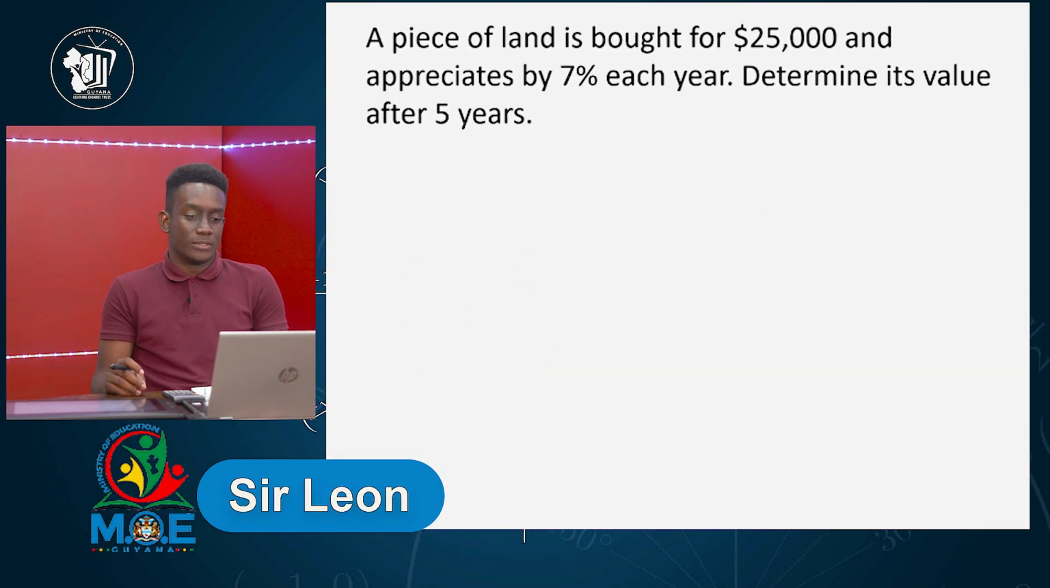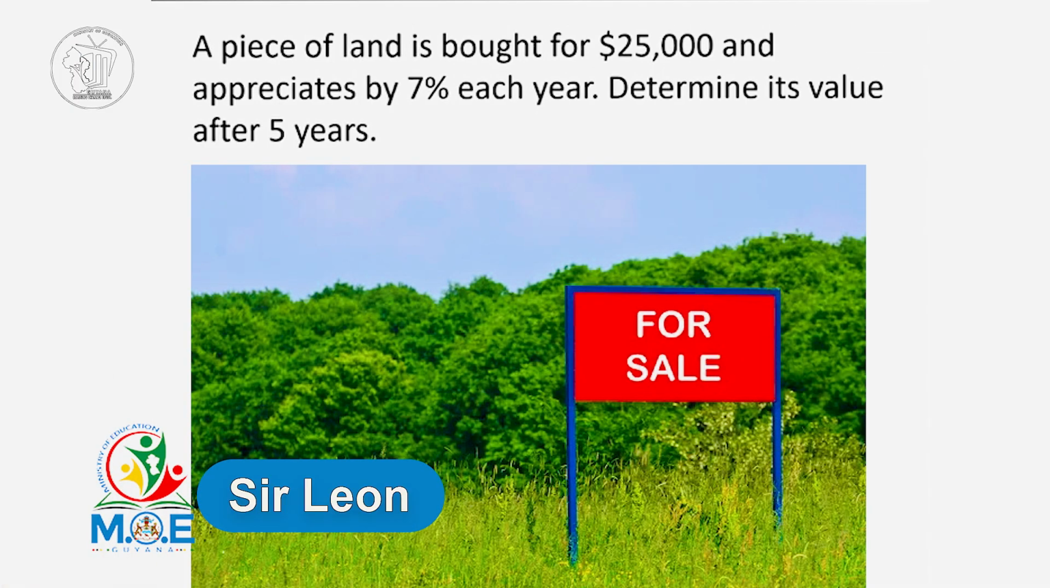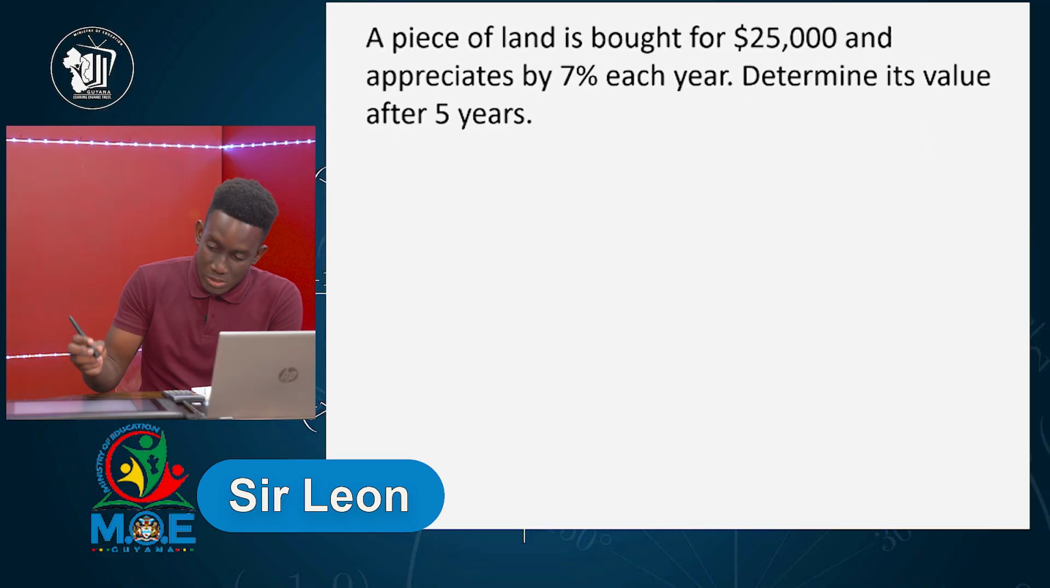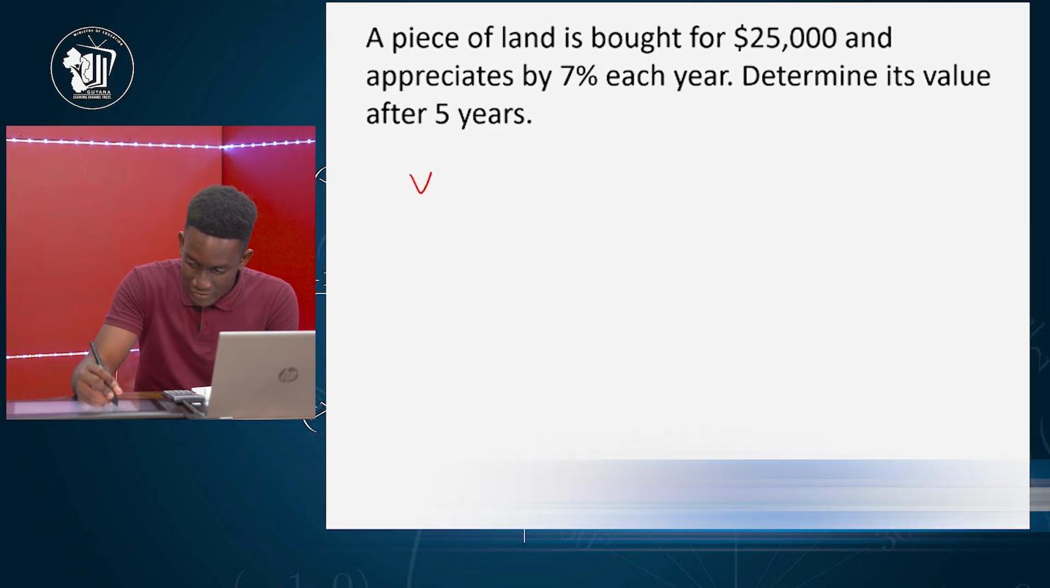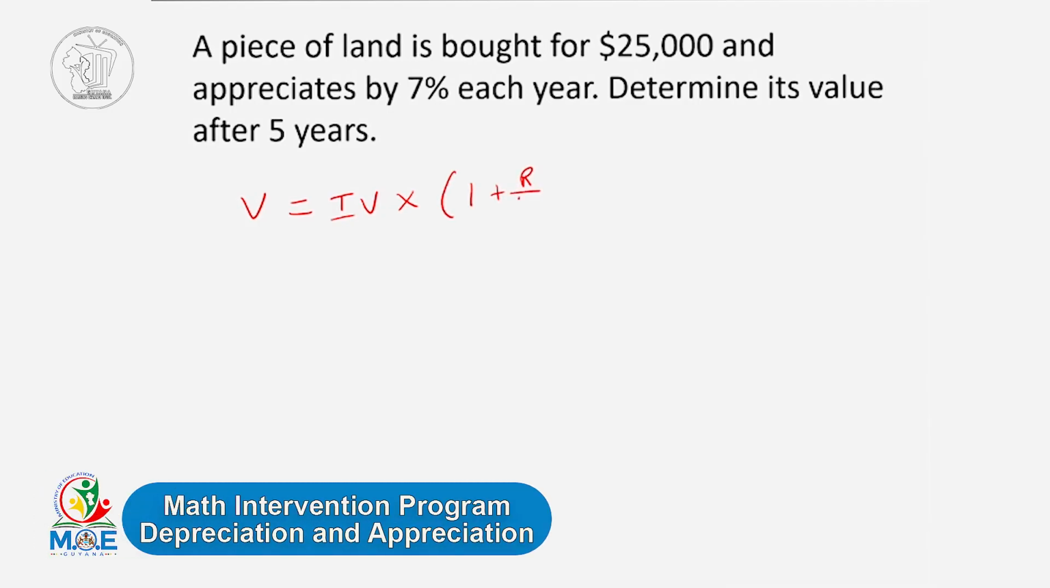So let's look at another example. This example says a piece of land is bought for 25,000 and appreciates 7% each year. Determine the value after 5 years. So we know the formula. The value after n years is equal to the initial value multiplied by 1, since we're talking about appreciation, plus r over 100, all raised to the n power.